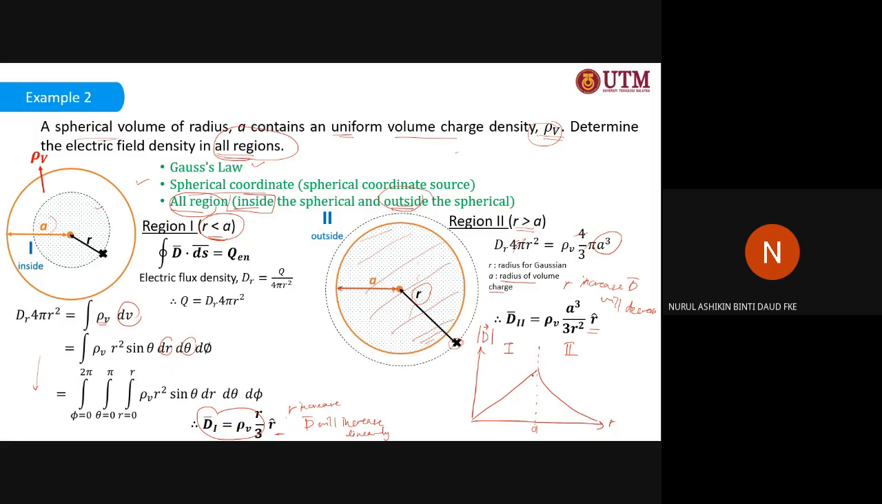of these changes. So r should be less than a if you want the electric field to increase linearly. However, if you want the electric field to decay, the position r should be far from the radius of the sphere. I mean, it should be larger compared to the spherical size. So I hope by now we already have a big picture.